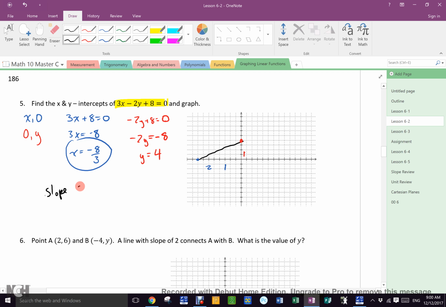Slope can't be counted if scales are different. What if I was able to keep the same scale? Then could I count squares? Yes or no? Yeah.